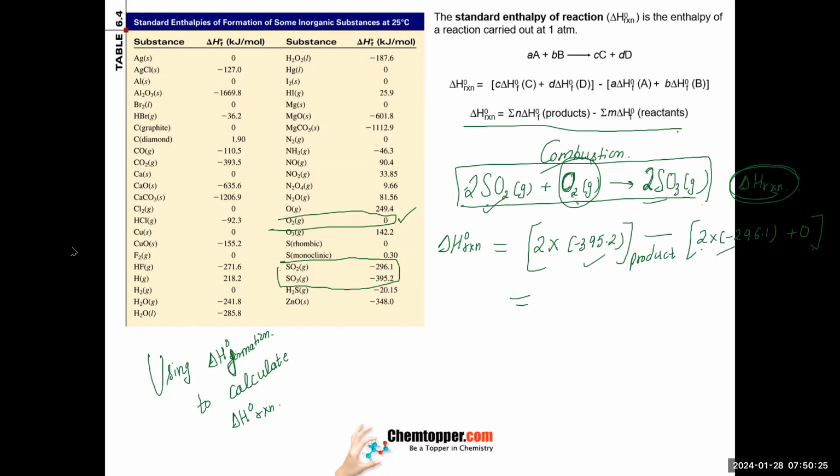But in some questions, they will give you this delta H naught reaction. They will give you this. And they will ask you what's the delta H naught formation value of SO3. So then you are going to use the same equation. Mathematically, you can assume it as X. Then you are going to put it as X here and solve for X because you know this value. So then mathematically, they can give twist to this question in any manner. Okay.